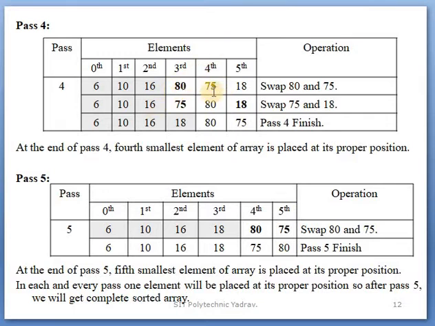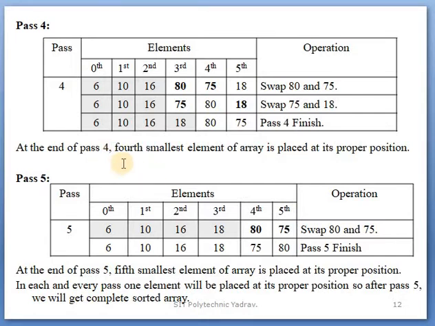80 is compared with 75. 80 is greater than 75, so swap those numbers. Next, 75 will be selected and compared with 18. 75 is greater than 18, so swap 18 and 75. Pass 4 finished. Okay, at the end of pass 4, the fourth smallest element of the array is placed at its proper position. In that method, we first select an element and compare it with the remaining numbers, so it is known as selection.